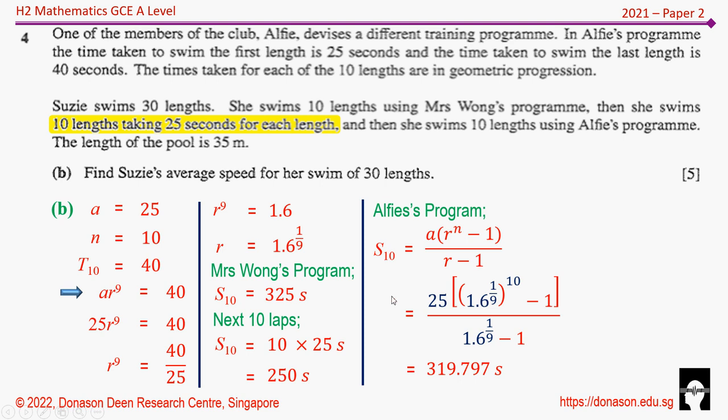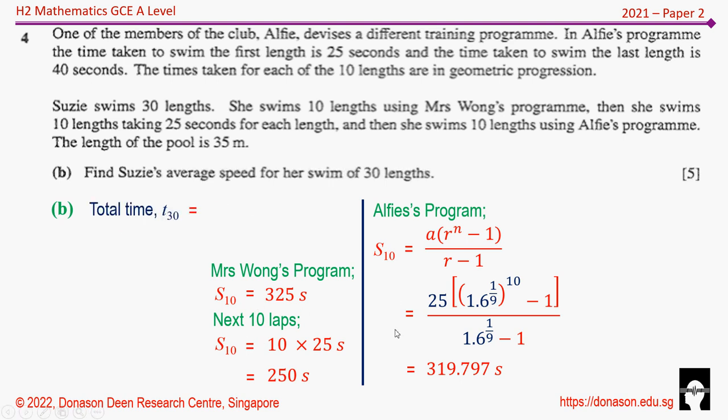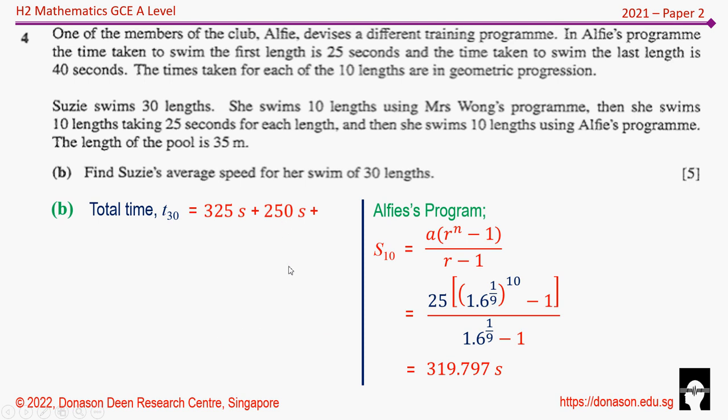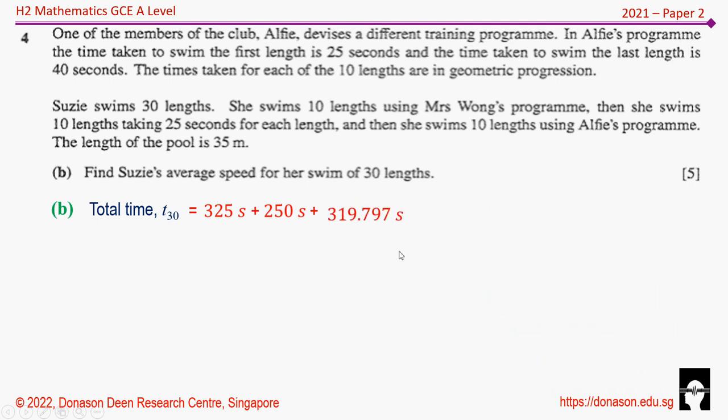So now what would be the total time taken for these laps? The total time for 30 laps should be equal to this from Mrs. Wong's program, this from the constant timing laps, and from Alfie's program we're going to have 319.797 seconds. The total time taken by Susie is to add up all the three timings together.